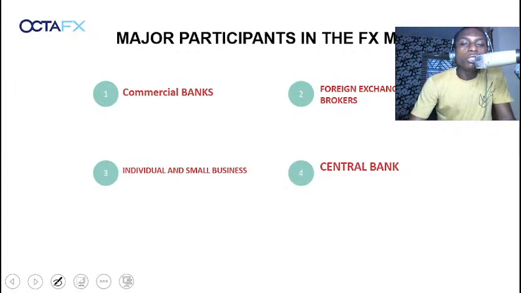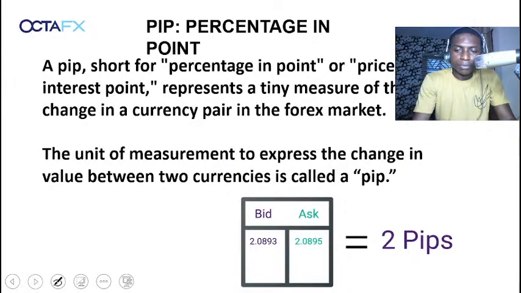Now, who are the major players in the forex market? Who are the big boys? You want to know who are the market participants. So we have the commercial banks, the foreign exchange brokers, they are players. The individuals and small businesses are players in the forex market. The central banks are also players in the forex market.